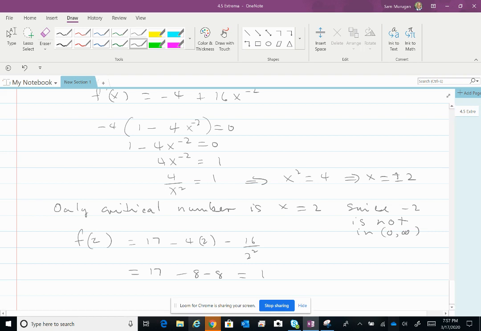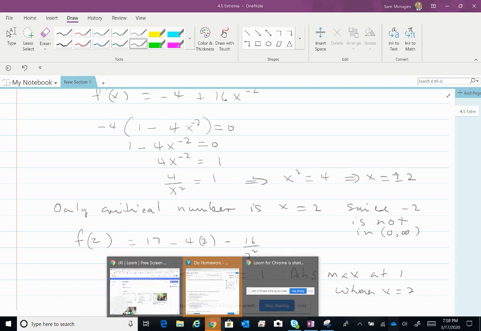Since this is the only value, and we can't put 0 into the calculator, we're going to have to check this with the calculator. This is the absolute maximum at 1 when x is equal to 2. So I'm going to pause this and open up the calculator because I need to check it. Let's go ahead and pause it.